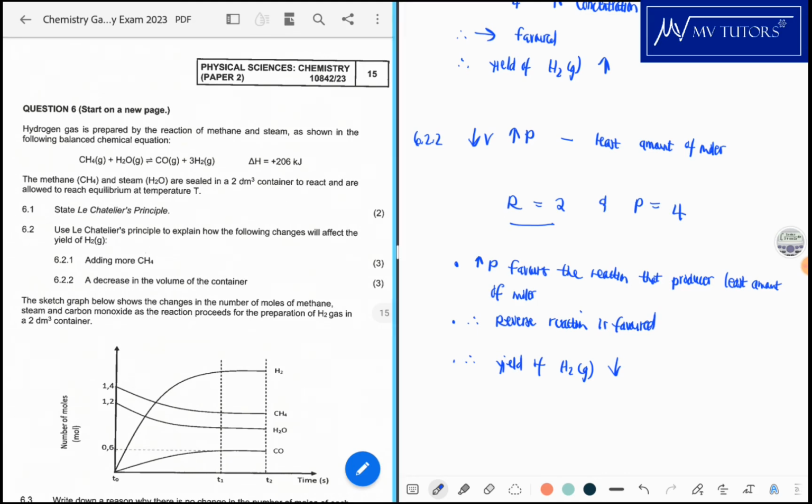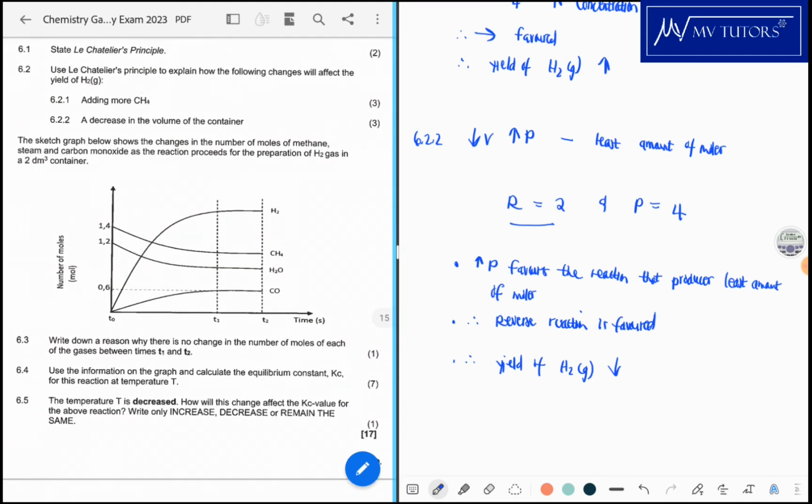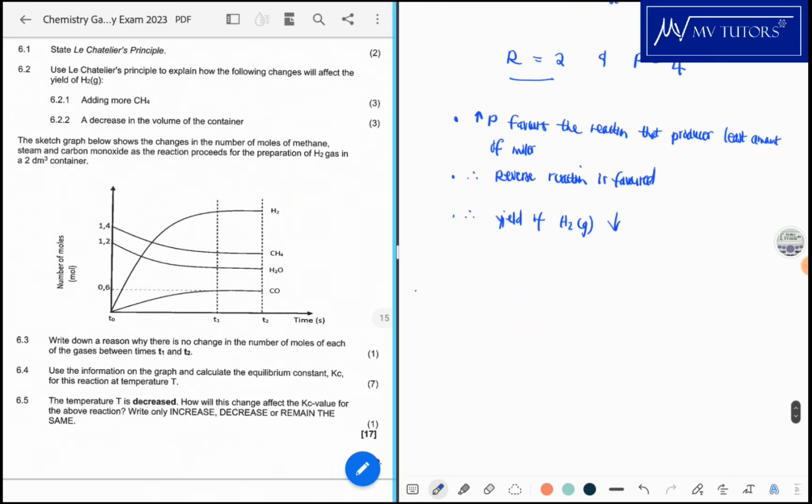Alrighty, and now it says the sketch graph below shows the changes in the number of moles of methane, steam, and carbon monoxide as the reaction proceeds for the preparation of hydrogen gas in a 2 cubic decimeter container. So on the y-axis, we have number of moles. On the x-axis, we have time. So now 6.3. It says, write down a reason why there is no change in the number of moles of each of the gases between times 1 and 2.